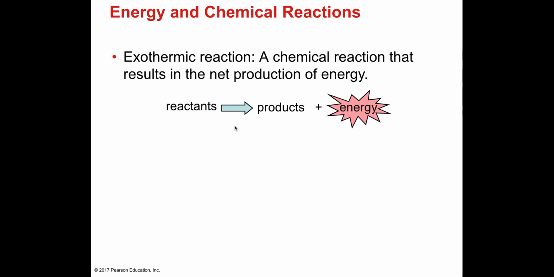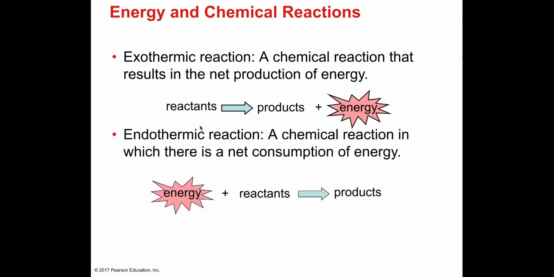So now let's talk about the concept of exothermic reaction. A chemical reaction that results in the net production of energy. If you mix chemicals together and energy is produced, that is called an exothermic reaction. On the other hand, you can have what we call an endothermic reaction. An endothermic reaction is a type of reaction that consumes energy, while an exothermic reaction is a reaction that produces energy.